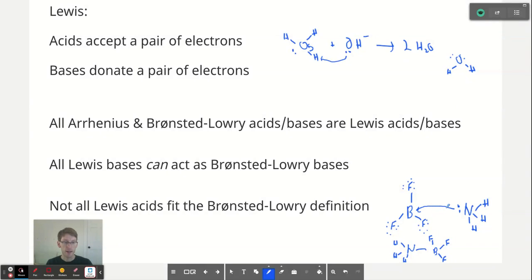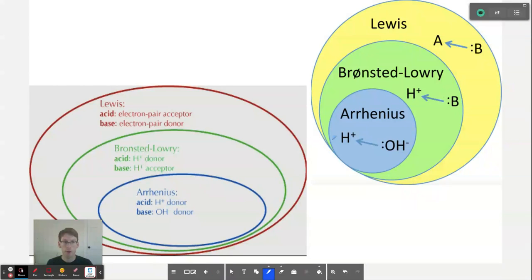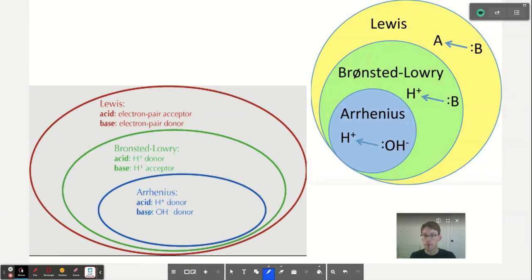Now, it's not just H3O plus or H2O that can accept the extra electrons. So, moving forward, we have these two graphics, which I think can be rather useful for your studies. We have the definitions, and you can see how Arrhenius is very narrow, and Lewis is very broad, and Bronsted-Lowry is in the middle.